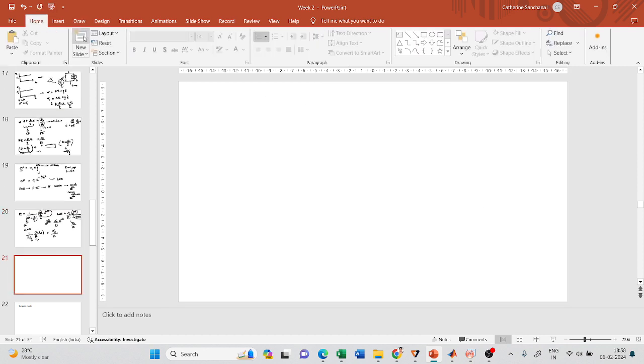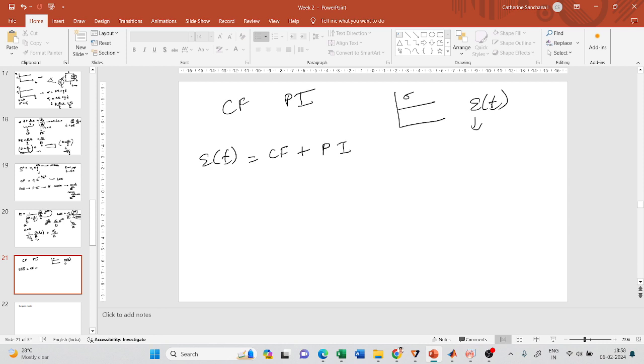And what will I do with this characteristic function and particular integral? This will give me the solution of the differential equation. When I'm subjecting it to a constant stress, my response should be strain as a function of time, right? So this is my solution of the differential equation. Epsilon as a function of time should be characteristic function plus particular integral. So this will be C1 into e power minus rt by eta plus sigma naught by r. Here C1 is my integrating constant.